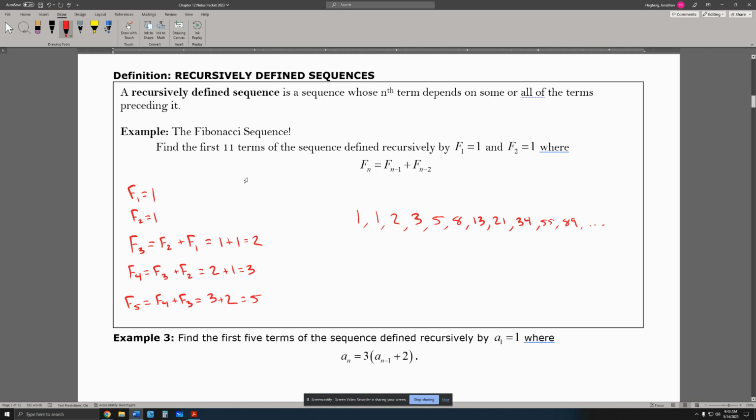It's talking about a sequence whose definition depends on a previous term. So it could be at least one term, it could be many terms. The number of terms that the sequence is dependent on is the number of given criteria that you need, the given terms. So notice that this requires two previous terms, so we need two given terms.